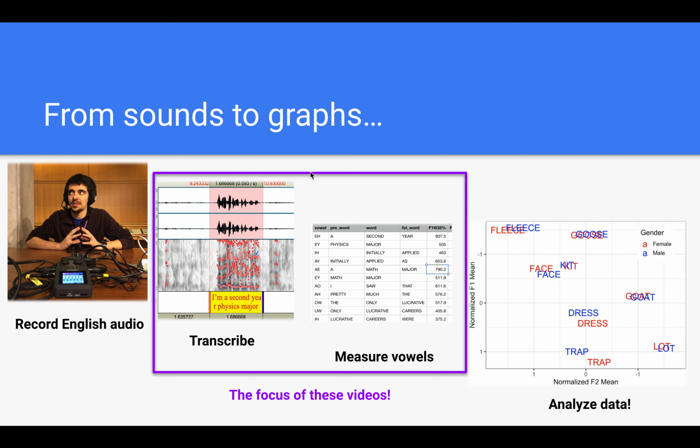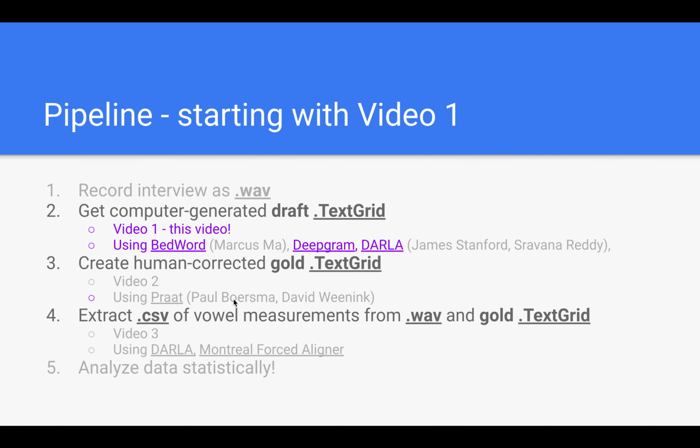So these 2 videos are going to focus on what's in the purple box, the process of transcribing data and measuring vowels. We have 3 videos today that are going to go through a few different steps. The first step is not a video. The first step is to record a sociolinguistic interview as a WAV file. I'm not going to talk about that today. I'm going to assume you've already done it. You already have a WAV file on your computer that you want to then extract sociophonetic measurements from.